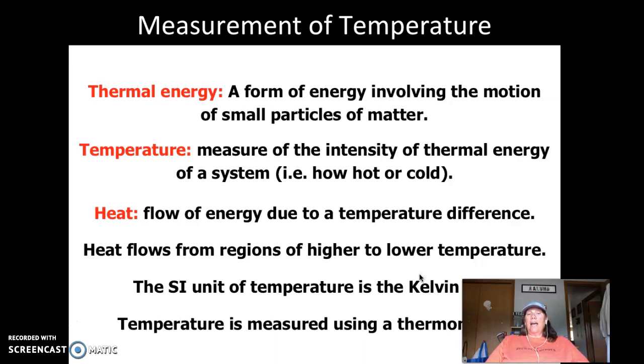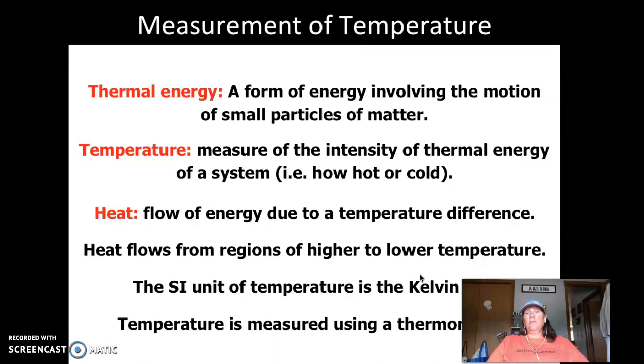The SI, the System International, or the metric system unit, is actually called Kelvin. And Kelvin is based on absolute zero. In other words, there's no negative numbers in Kelvin. But the nice thing about Kelvin, it's based on the Celsius system. So that's what we use when our thermometers in chemistry measure Celsius, but we can convert it to Kelvin real simple. Okay, we use a thermometer.